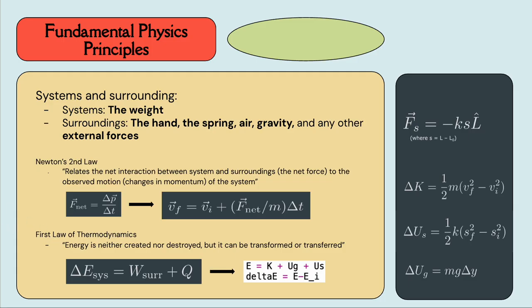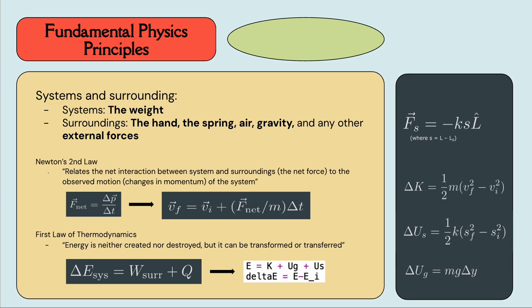The fundamental physics principles involved are listed below. First, we use Newton's second law, which relates the net interaction between a system and its surroundings to the observed motion of the system. Next, we use the first law of thermodynamics, which states that energy is neither created nor destroyed, but can be transformed or transferred.